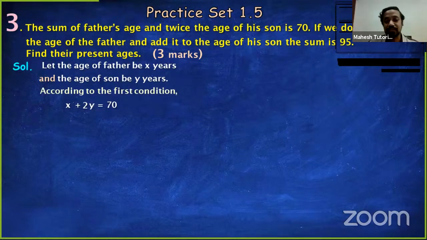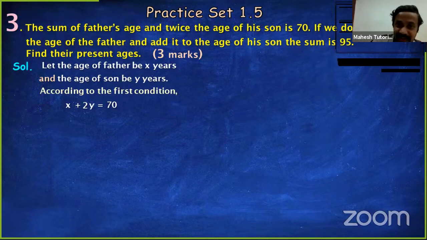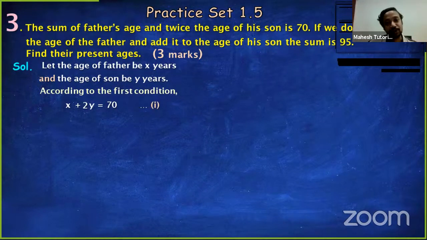So as per the first condition, we get the first equation, students. x plus 2y is equal to 70. Now, can you also tell me, students, is this equation present in its basic form? Yes, because the alphabets are on the left hand side and the constant is on the right hand side. So let us number this equation as equation number 1.